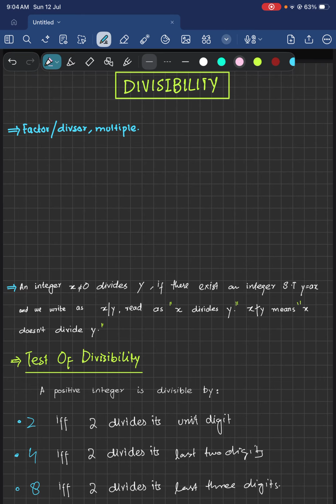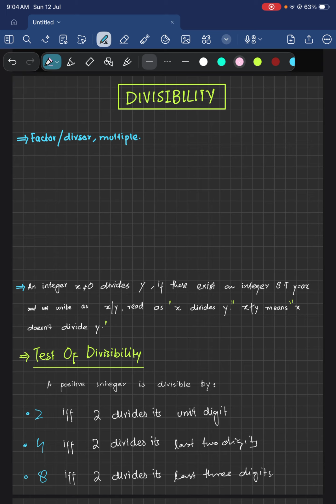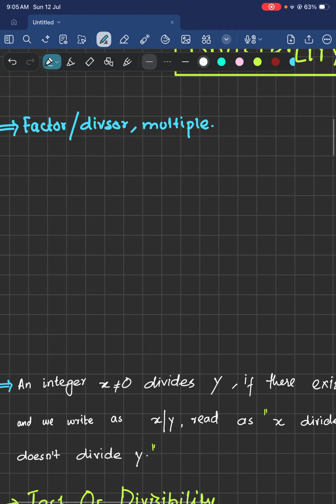Before starting out number theory, before starting out the topic of divisibility, maybe there might be some people who do not know the difference between factor and multiple. I want to make it clear, since this is a huge requirement. So what is a factor and what is a multiple?